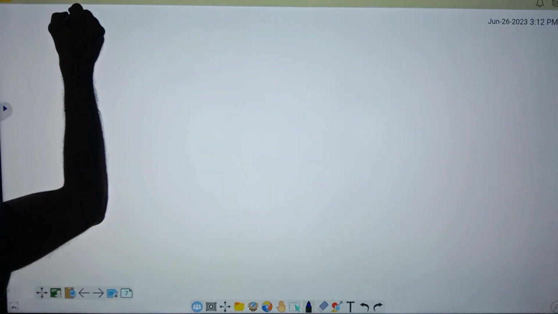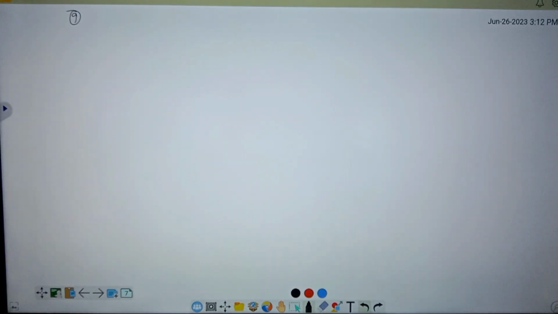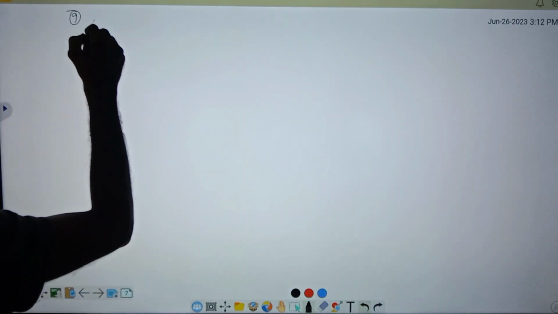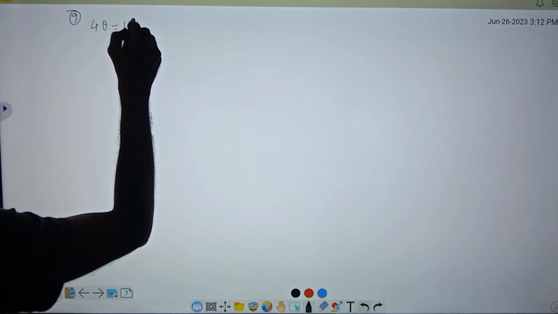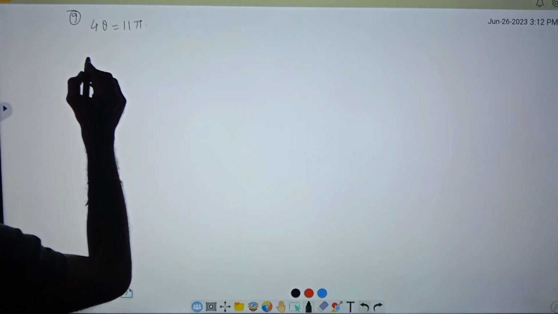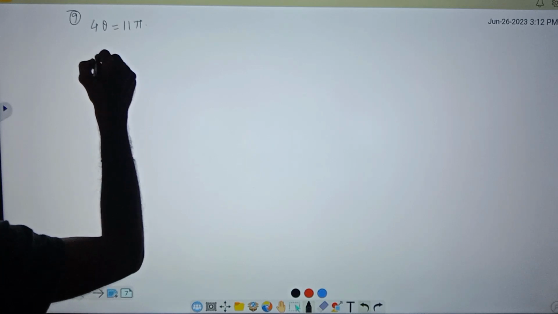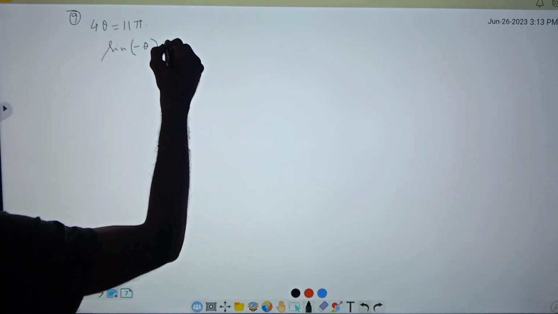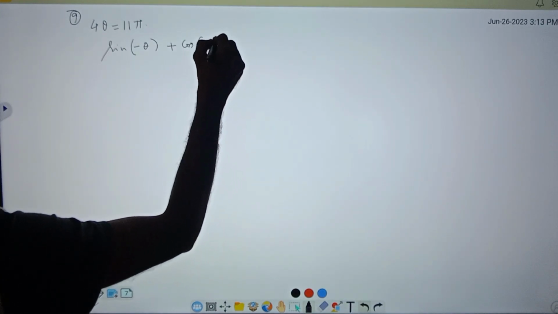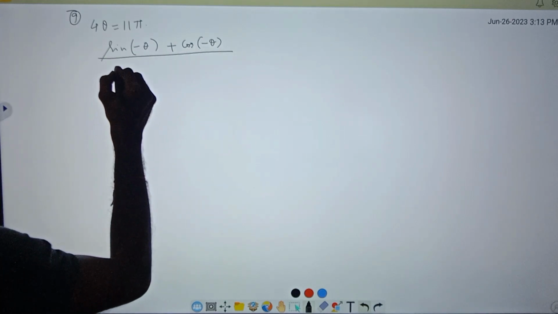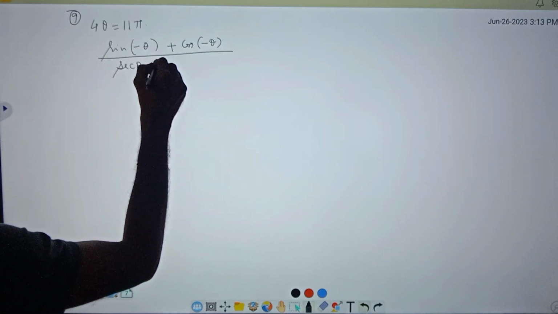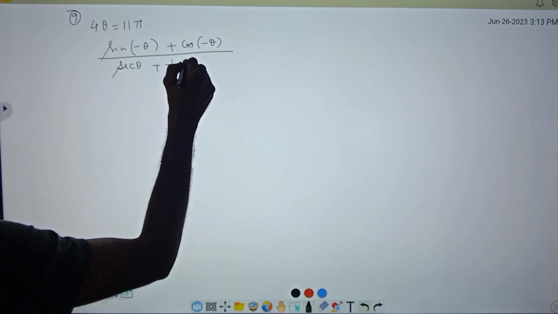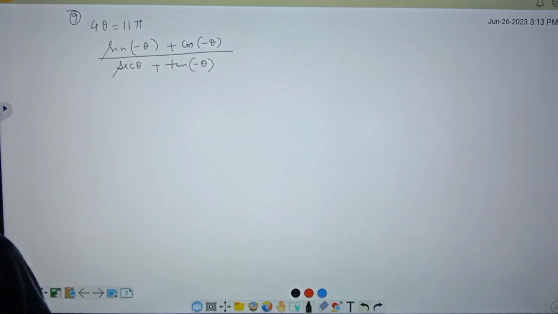After that, we are moving on to the next problem. That is our ninth problem. Ninth problem is something like: 4 theta equals 11 pi. Then find the value of sine of minus theta plus cos of minus theta, total divided by sec theta plus tan of minus theta. You need to find that value.